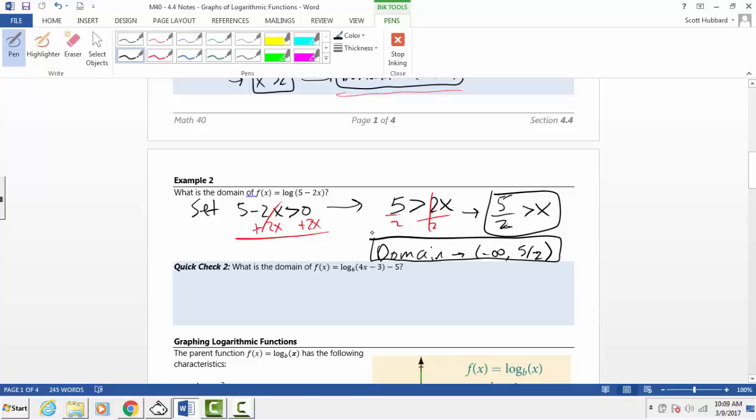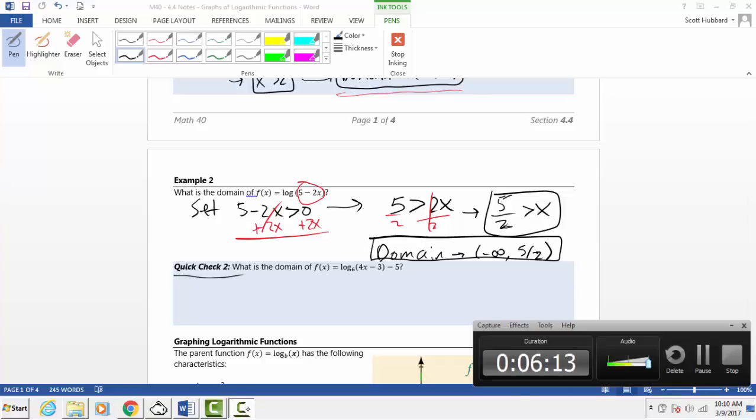Again, all that we do is we just set the inside greater than 0. That's how we find the domain. So go ahead and take a look at this one. Try quick check number 2, and I'll pause the video. You pause the video, you try it, and we'll come back and see what we get.